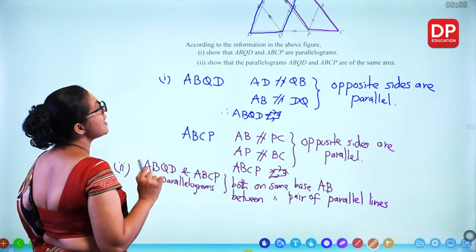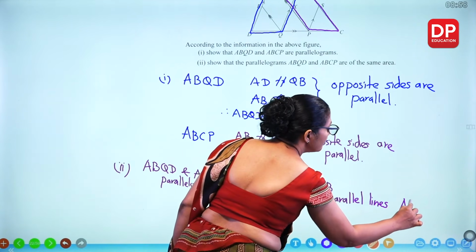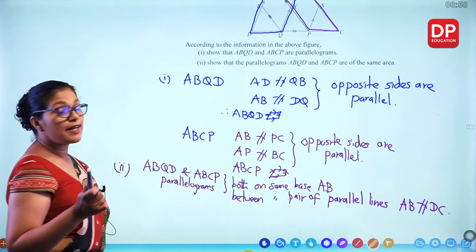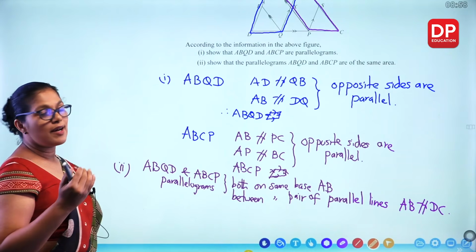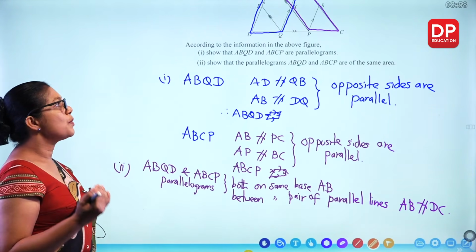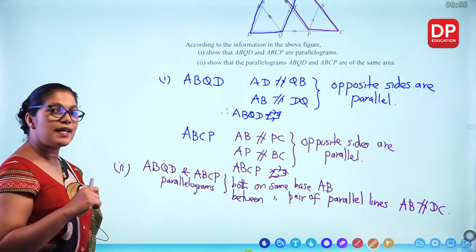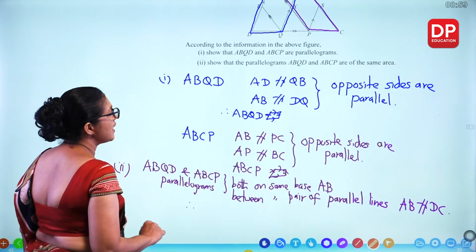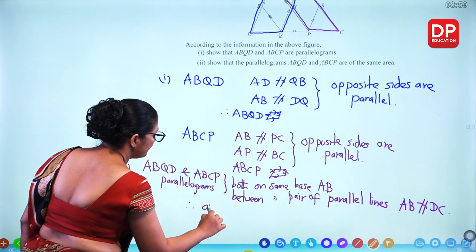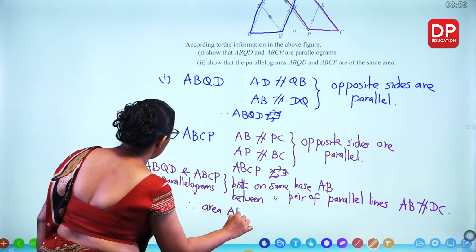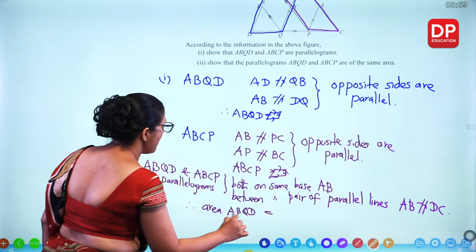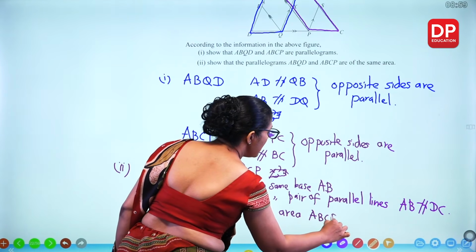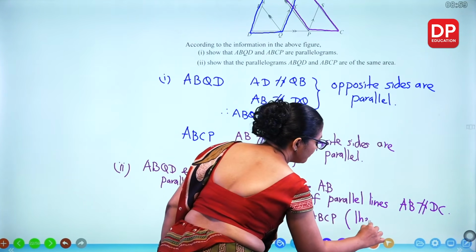What are the parallel lines? AB and DC. According to the theorem, if two parallelograms are on the same base and in between the same pair of parallel lines, the areas of the two parallelograms are equal. So therefore, we can say that the area of parallelogram ABQD is the same as the area of ABCP according to the theorem.